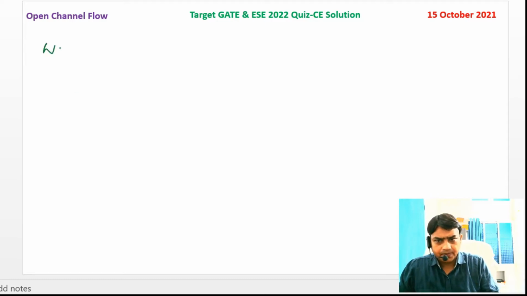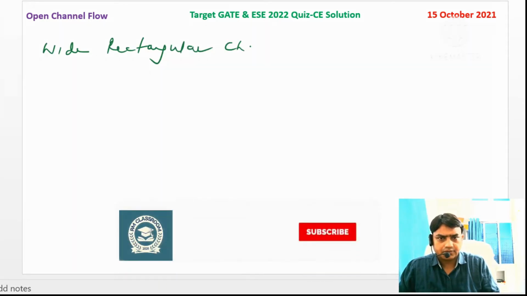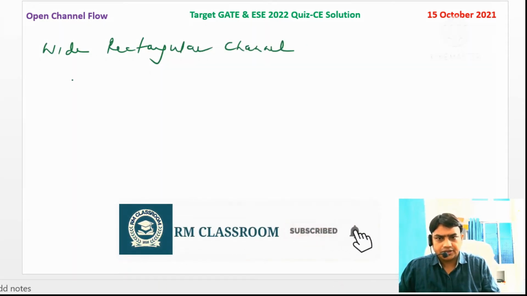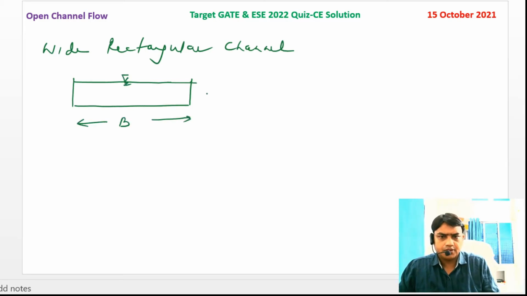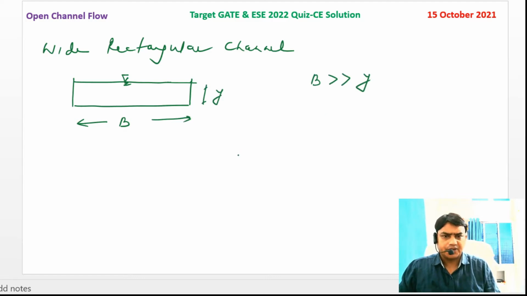So let us assume this is our wide rectangular channel. This is B and this is the normal depth of flow. In a wide rectangular channel, B, the width of the flow, is much greater than the normal depth of flow.